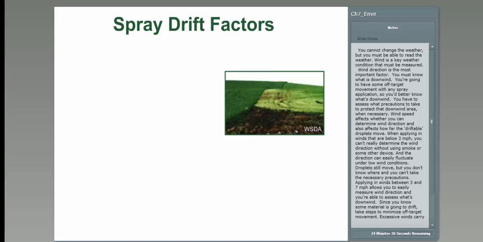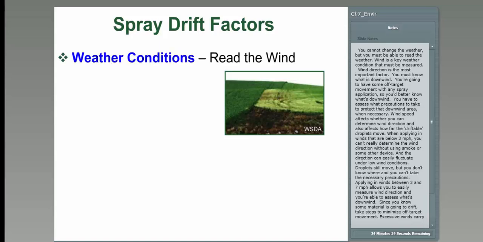You cannot change the weather, but you must be able to read the weather. Wind is a key weather condition that must be measured. Wind direction is the most important factor. You must know what is downwind. You're going to have some off-target movement with any spray application, so you'd better know what's downwind. You have to assess what precautions to take to protect that downwind area when necessary.